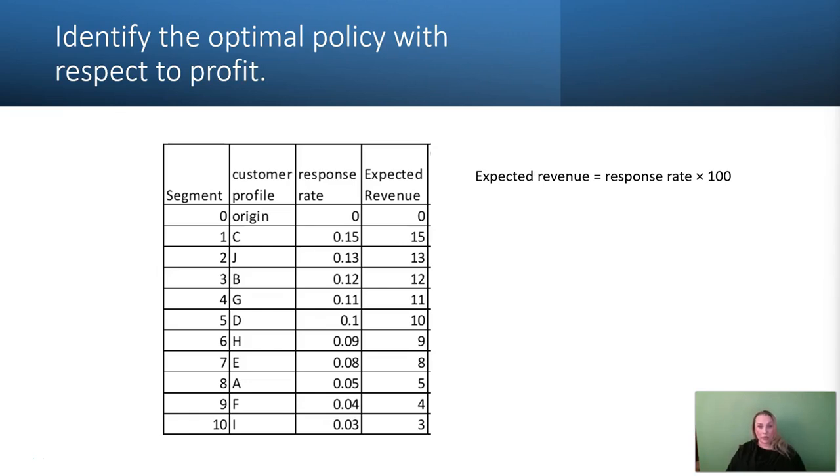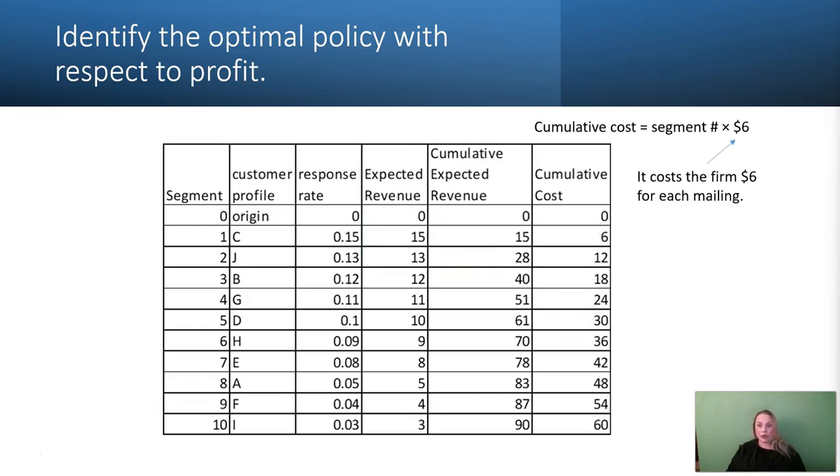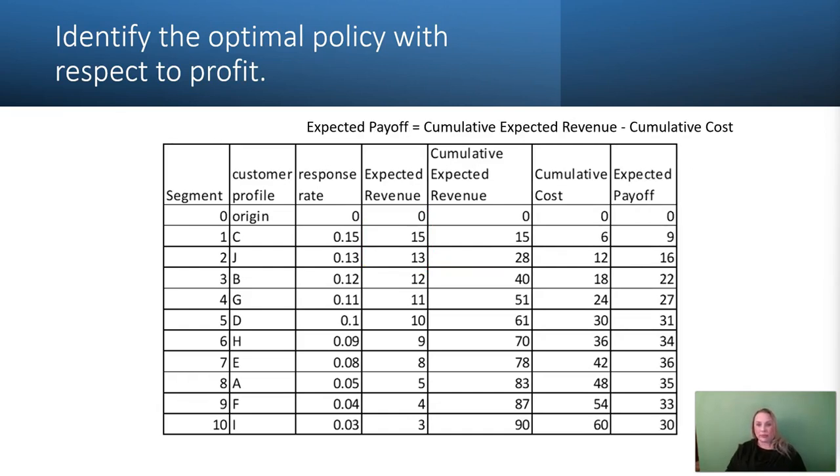And so here we're going to take our response rate and multiply it by 100 to get our expected value, because we expect to get $100 per positive customer. And then your cumulative expected revenue will be the revenue for your segment and the sum of the segments preceding it. And then your cumulative cost will be your segment number multiplied by the $6 mailing fee. And then your expected payoff is going to be your cumulative expected revenue minus your cumulative costs.